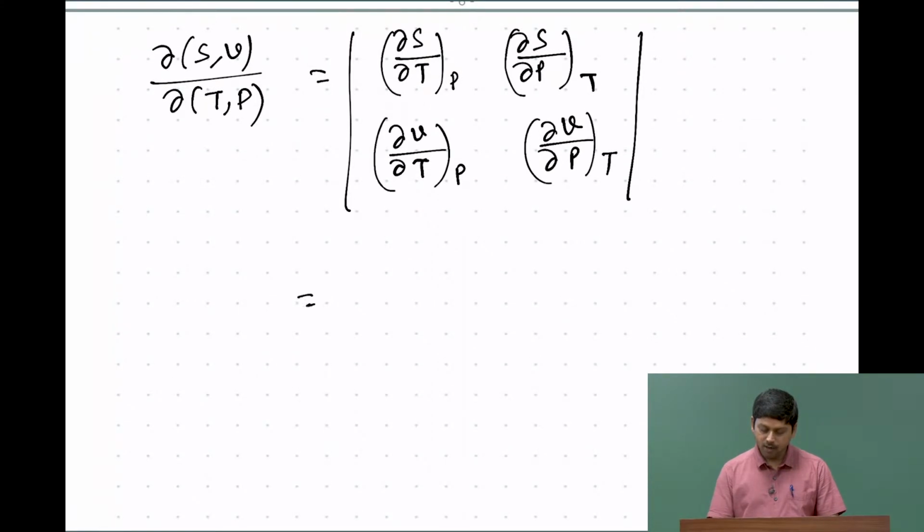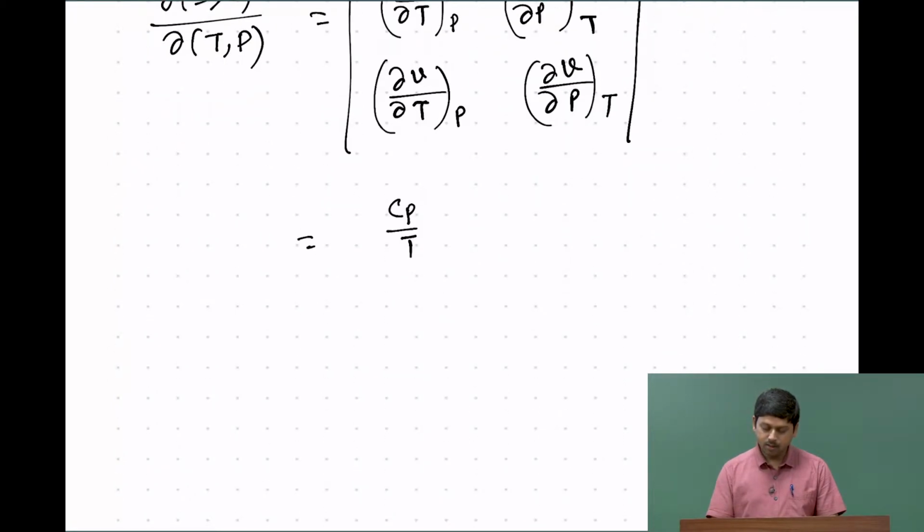Now, we see that we got the Cp term here: del S by del T at a constant P is nothing but Cp by T. And we got the coefficient of thermal expansion here. As you know, alpha is 1 by V del V by del T at a constant P, which means this quantity is nothing but alpha V.